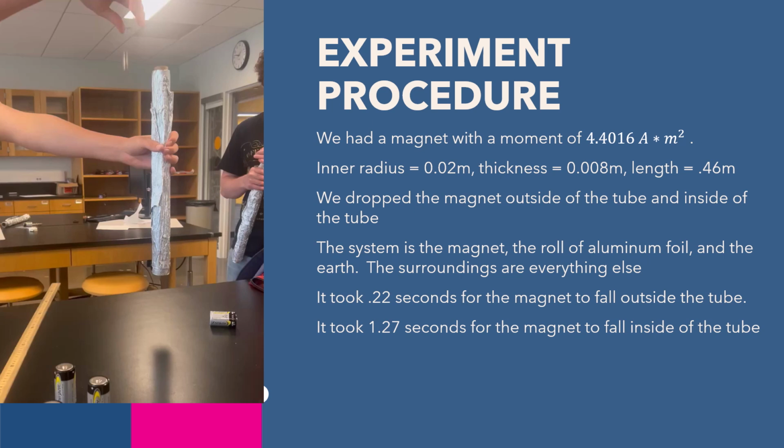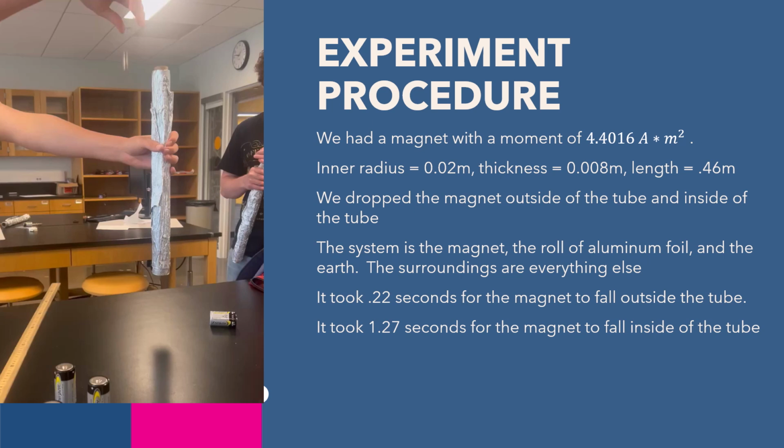For our experiment procedure, we had a magnet with a calculated moment of 4.4 amps per meter squared. For the tube, the inner radius was 0.2 meters, the thickness was 0.8 centimeters, and the length is 46 centimeters. We dropped the magnet outside of the tube and inside of the tube.